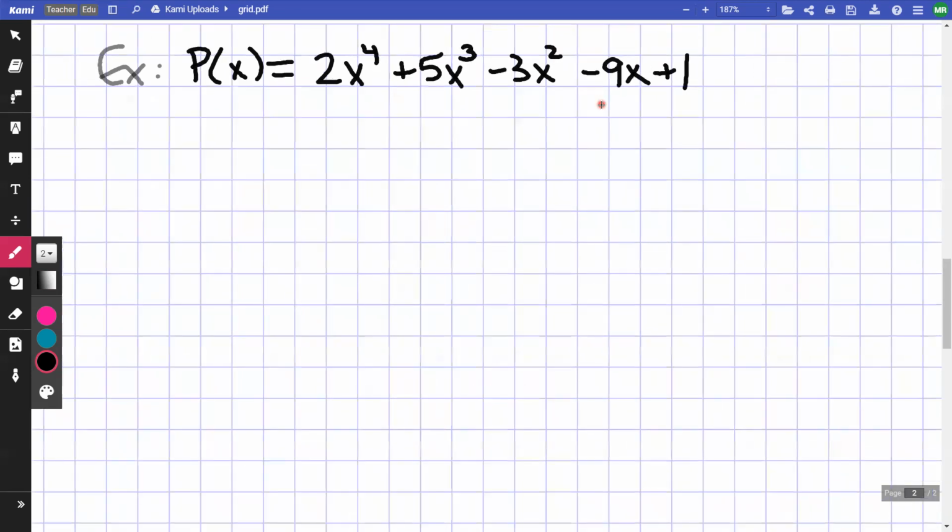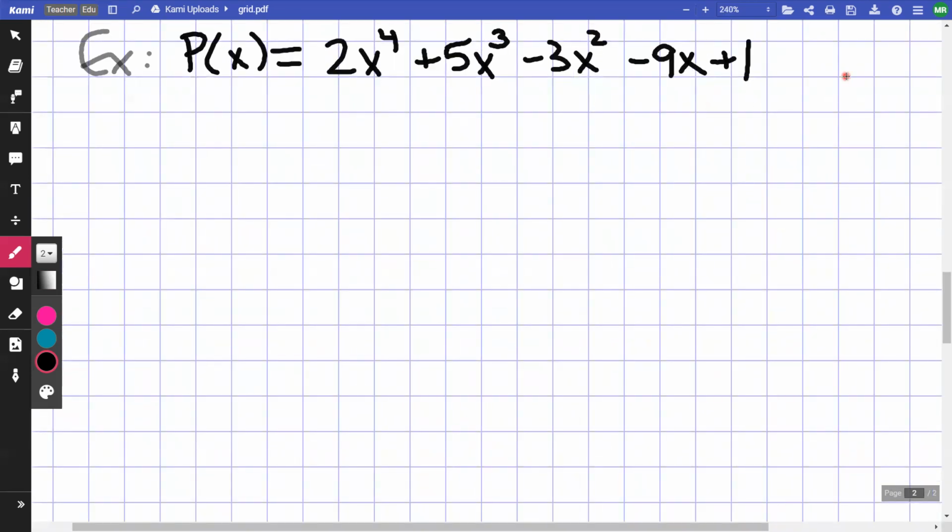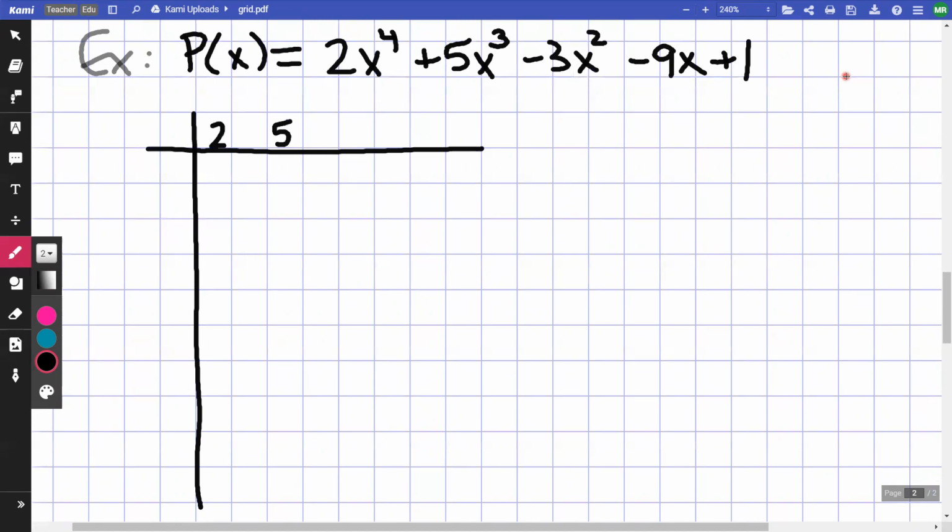Okay. So let's say that I want to start on the negative side and kind of see if I'm missing a 0. So I'm going to do my synthetic division, make a table. I have 2, 5, -3, -9, and 1. Making sure it's in descending order, making sure I'm not missing a term. Again, I'm not necessarily finding zeros, I'm trying to just find points. So I'm going to put in -4, just see what happens.